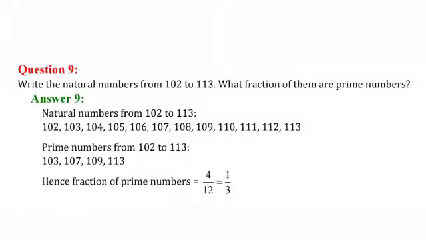Ninth question is write the natural numbers from 102 to 113. What fraction of them are prime numbers? So, natural numbers from 102 to 113 are 102, 103, 104, 105, 106, 107, 108, 109, 110, 111, 112, 113. So, they are 12 numbers. Prime numbers from 102 to 113 are 103, 107, 109, 113. There are 4 numbers. So 4 by 12 is equal to, 1 4 is 4, 3 4s are 12. So 1 by 3 is our answer.